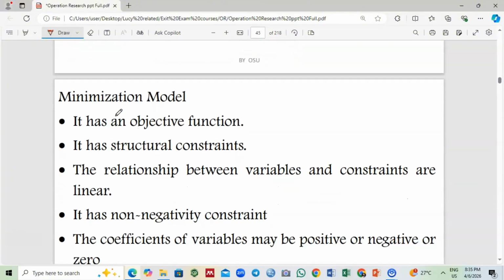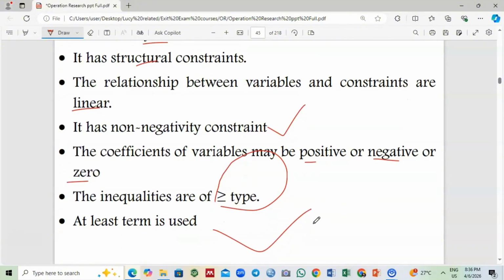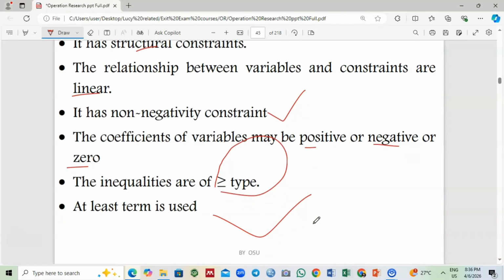So a minimization model has an objective function. Akkuma maximization problem sana, objective function qaba, structural constraint qaba. The relationship between the variables and the constraints has to be linear. Yes, it has a non-negative constraint. Coefficient of a variable may be positive, negative, or zero. The inequality has this type. Minimization gaafa jennu greater than or equal to, maximization gaa less than or equal to. So the least term is used there.